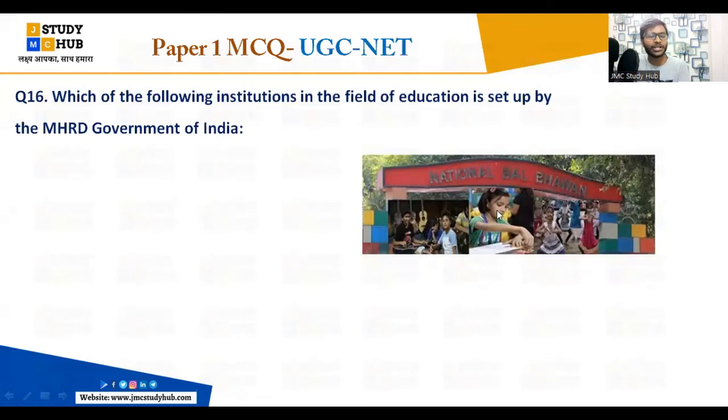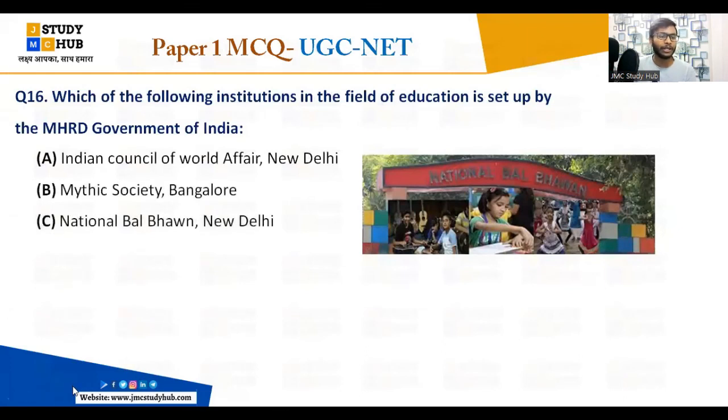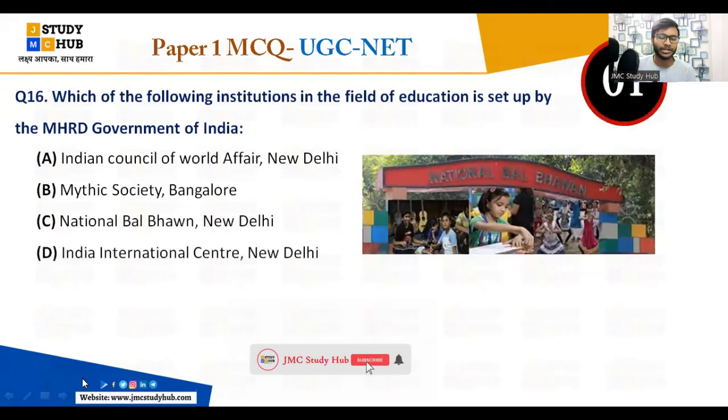Yes, that is the National Bal Bhavan. It is clearly in Delhi. Very good. Just looking at the picture, why have I inserted this picture, right? Because it will relate and it will be in your mind for a longer period of time. So these are the options here: Indian Council of World Affairs, New Delhi, Mythic Society, Bangalore, National Bal Bhavan, New Delhi, and D, India International Centre, New Delhi.